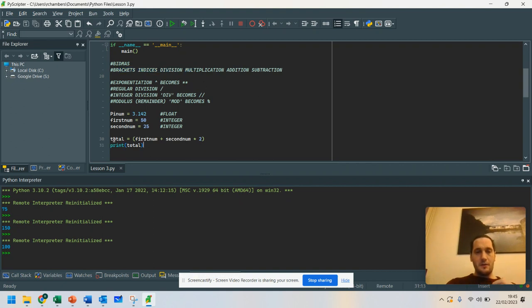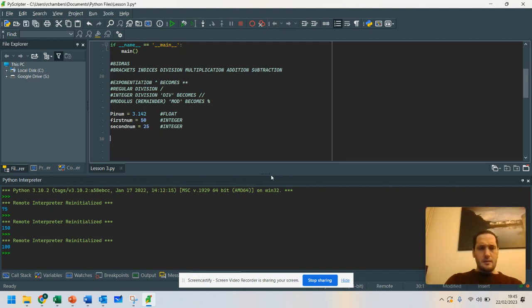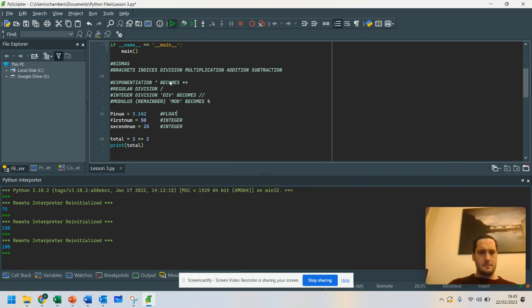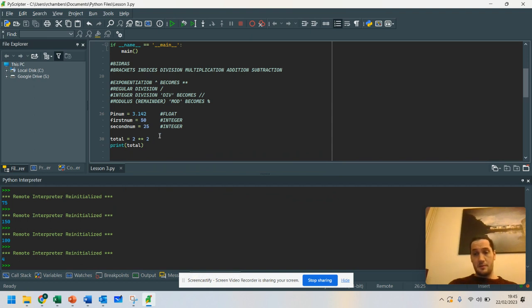Now, I'm going to give you some examples. All right. So I'm going to do total equals 2 star 2, print total. Let's run that. So 2 to the power of 2 is 4. We're going to say 2 to the power of 10 now. Let's see where we get with that. 1024.